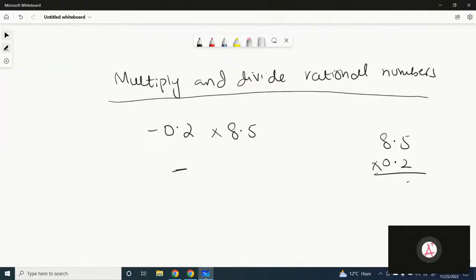2.5, 2 times 5 is 10, 0 and 1 carry. 2 times 8 is 16 and 1 is 17. Now it would be 17.0. You have to do 8.5 times 0.2. So it would be 17.0. So it is negative.